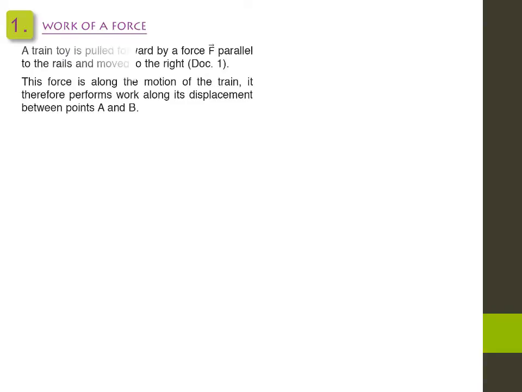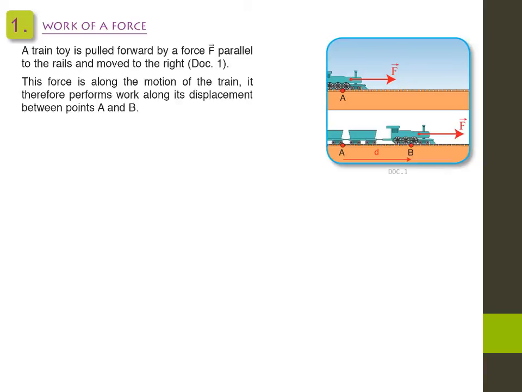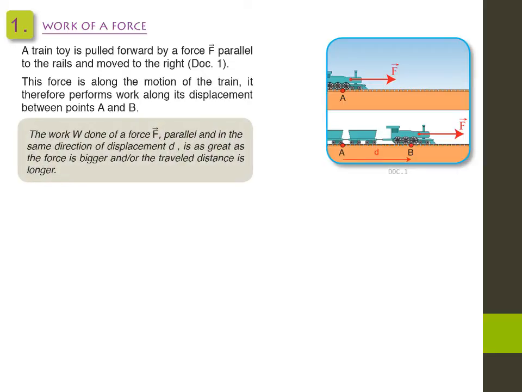Work of a force. A toy train is pulled forward by a force F parallel to the rails and moved to the right, as shown in document 1. This force is along the motion of the train. It therefore performs work along its displacement between points A and B.